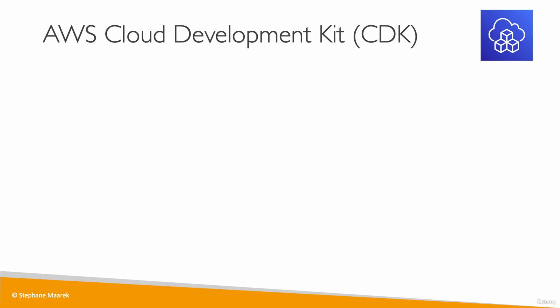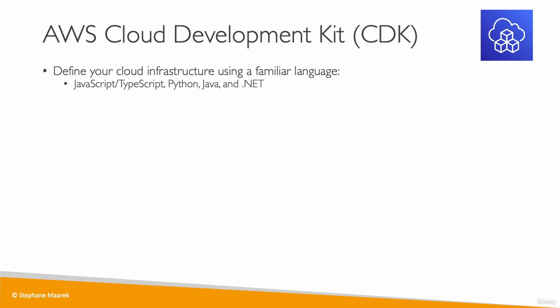Okay, so now let's talk about the CDK, or AWS Cloud Development Kit. This is a way for you to define your cloud infrastructure using a familiar programming language. For example, you do not want to use CloudFormation directly because it is a YAML format. You like JavaScript or TypeScript, Python, Java, .NET, and you would like to just write your cloud infrastructure using these languages. So thanks to the CDK, you can do that.